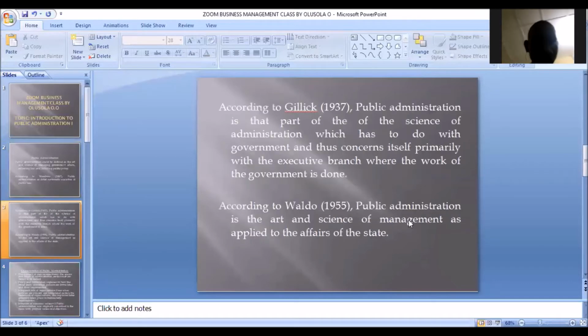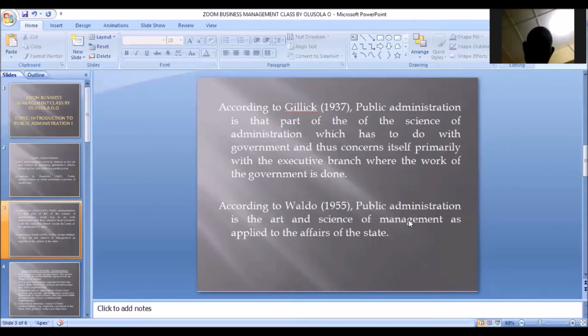Another definition put forward by Gulick in 1937 is that public administration is that part of the science of administration which has to do with government, and thus concerns itself primarily with the executive branch where the work of the government is done. You see now, public administration is under the executive arm of government.